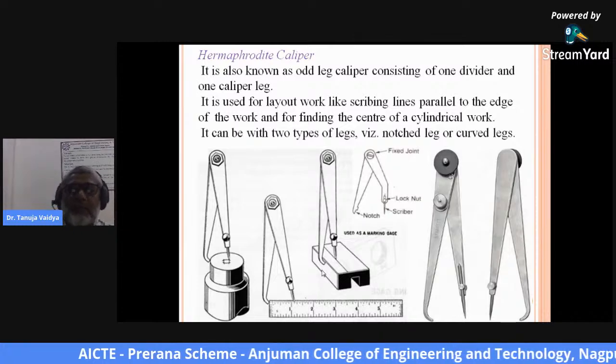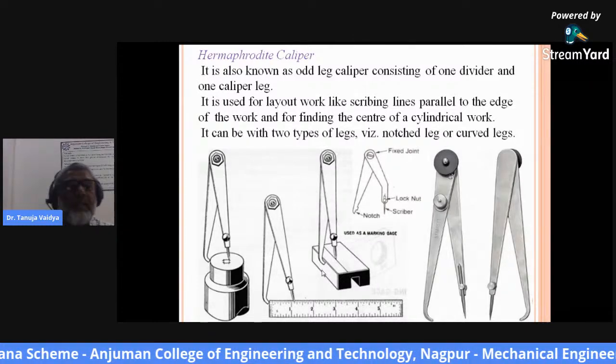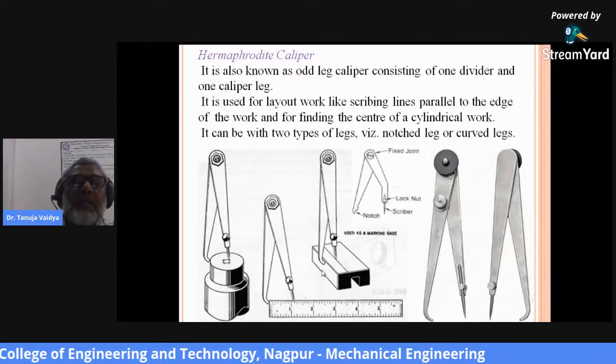So odd leg calipers are also one of the most important parts and parcels of the caliper family.